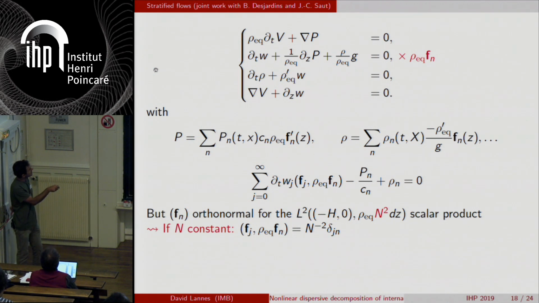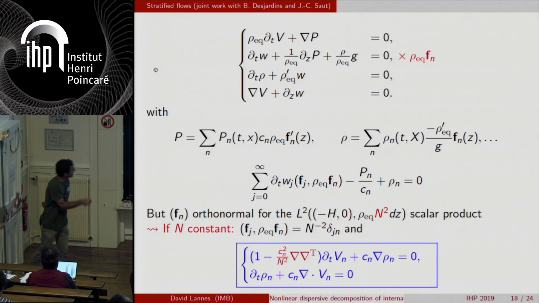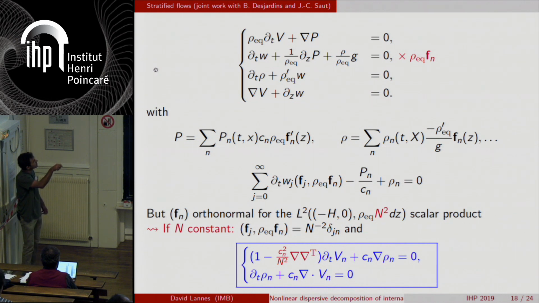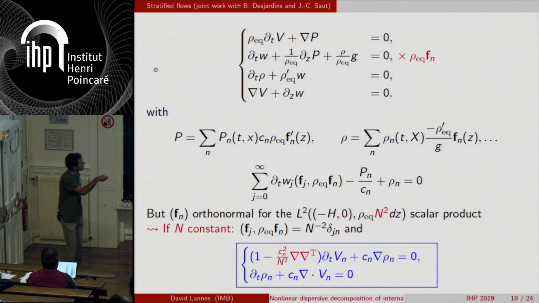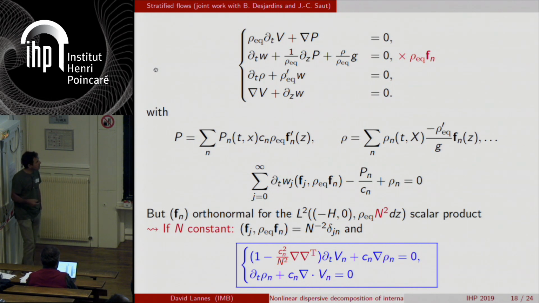So just assume that N is constant, which means that you have an exponential stratification in the ocean. So in this case, you can take the N out of this, and this is an orthonormal basis, and you find that this is equal to N minus 2, and this is equal to 1 if g is equal to n, or to 0 otherwise. And in this case, you obtain a set of equations on V_n, rho_n, etc. And what you obtain is a very nice set of equations here on V_n and rho_n that looks familiar when you look at waves. So if you don't have the red term, this is a wave equation at speed C_n.